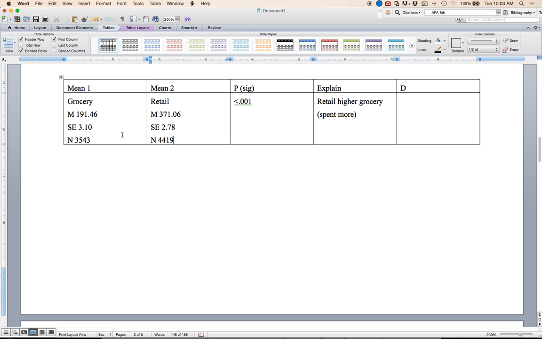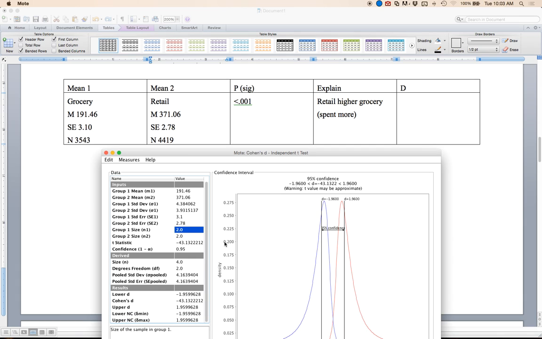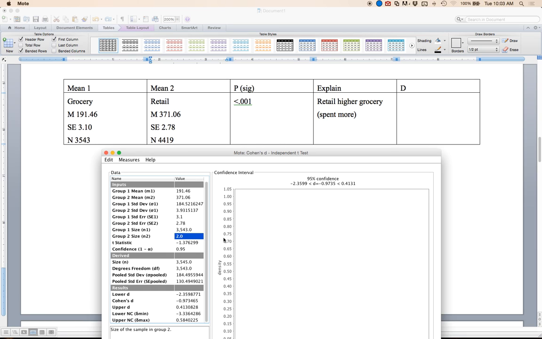And so that's another reason, like I said, why I love to make these boxes, because it really helps me think about all the numbers I need to be able to do the things I would write up. So at 3543, plus I make really great tables later. 4419.